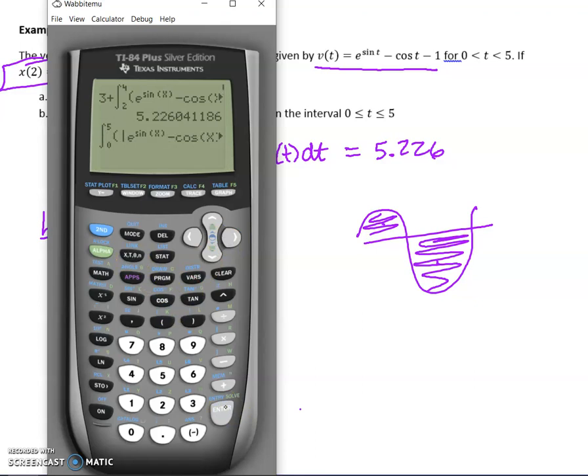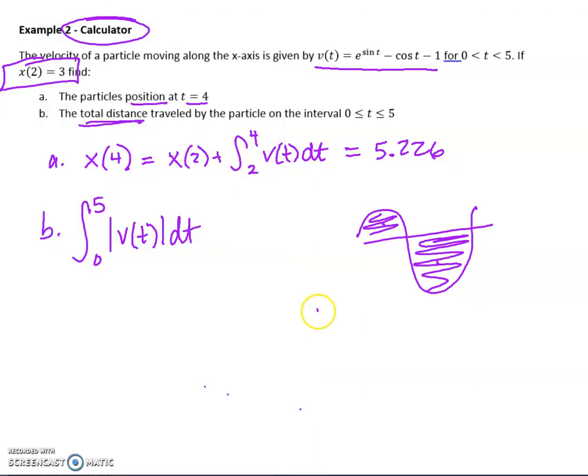And sometimes it can take a moment, especially with really complicated functions, to find the integral. Your calculator's doing a lot of calculations, so don't panic. You can look up here. As long as that's moving, you're good. 4.677.